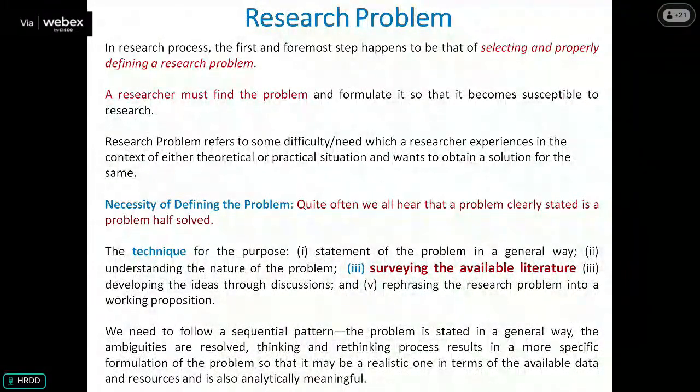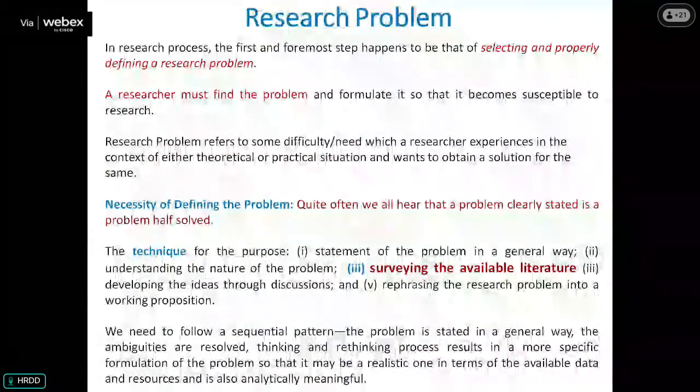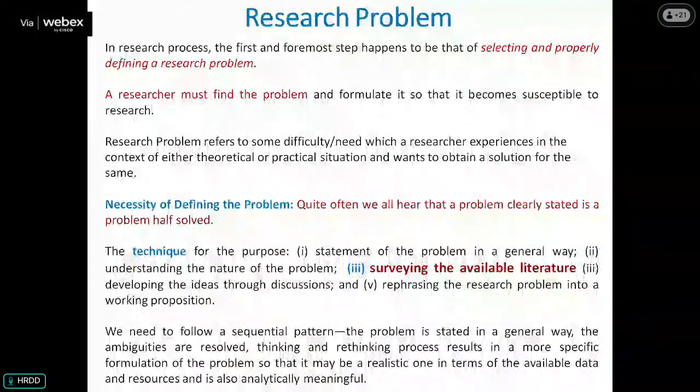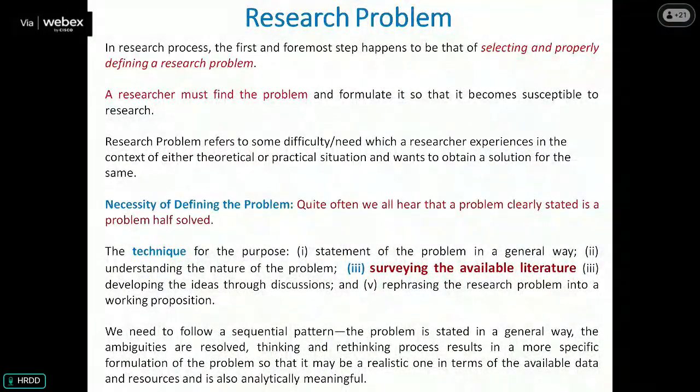So what is the necessity of defining a research problem? We told that quite often we all hear that a problem clearly stated is a problem half solved, and then we discussed some questions which should come into the researcher's mind while defining the problem, so that he or she can formulate it precisely. And what techniques should they follow? What is the technique that you should follow for defining the research problem? 4 techniques, right? We discussed in detail all these 4 techniques.